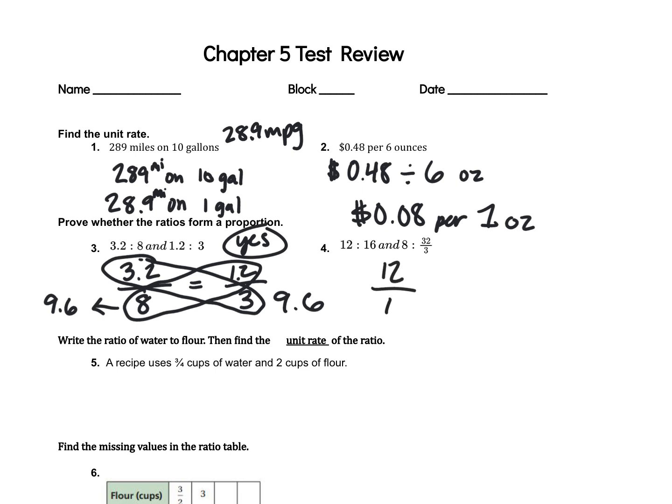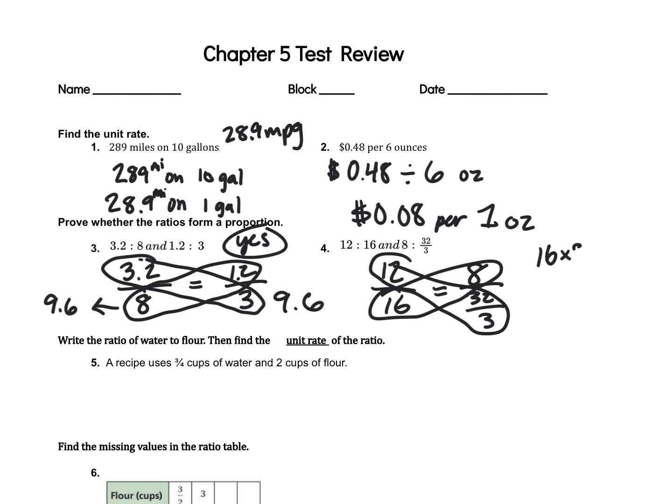For this one, I have 12 over 16, and then I've got 8 over 32 thirds, which is a complex fraction. Again, we're going to set these equal to each other. I personally just like doing the cross multiplying. It makes sense, and it works a lot for almost everything. 16 times 8 on a calculator is 128.